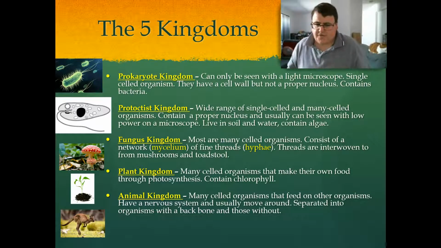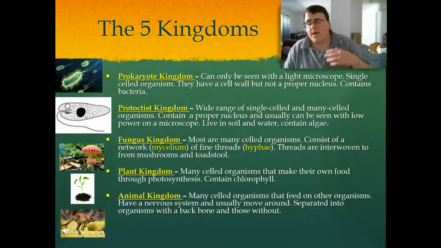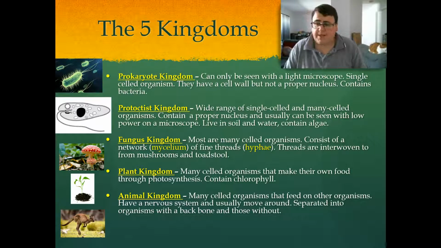So first off, the 5 kingdoms. These are basically consisting of all animals across the globe. We have 5 kingdoms. We have the prokaryote kingdom, the protoctist kingdom, the fungi kingdom, the plant kingdom, and the animal kingdom. The prokaryote kingdom can only be seen with light microscopes.